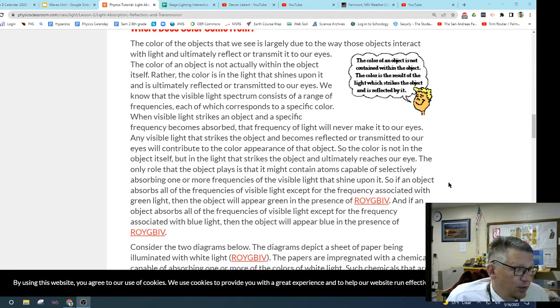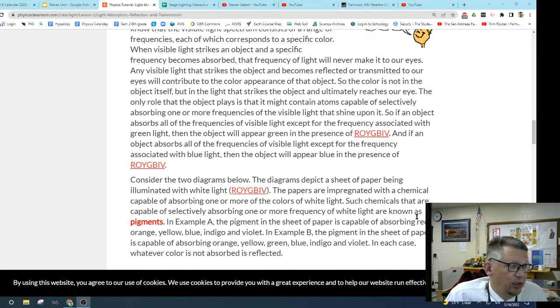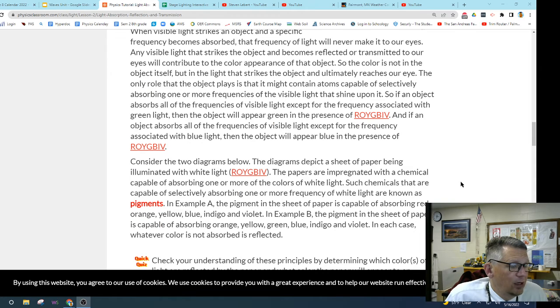So if an object absorbs all the frequencies of visible light except the frequency associated with green light, then the object will appear green in the presence of red, orange, yellow, green, blue, indigo, violet, or ROY G. BIV. And if an object absorbs all of the frequencies of visible light except the frequency associated with blue light, then the object will appear blue in the presence of ROY G. BIV.